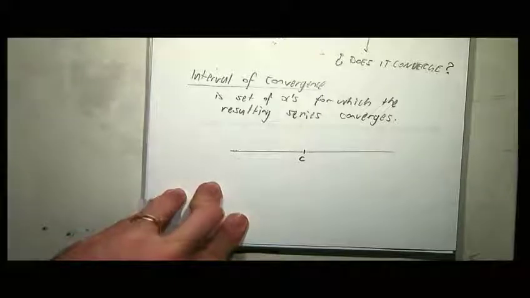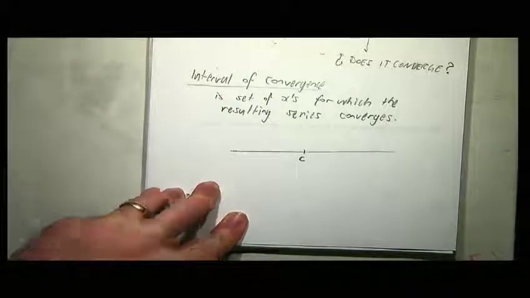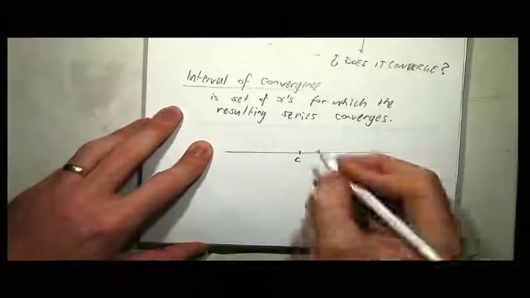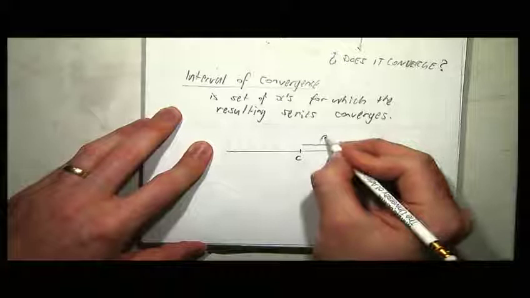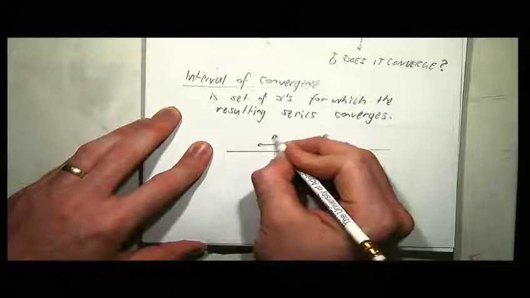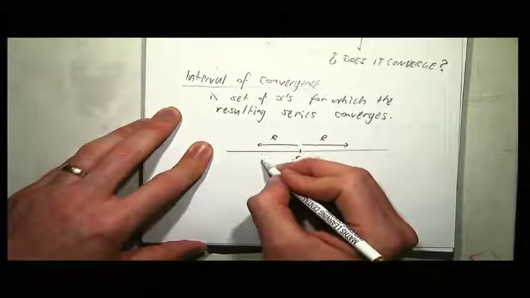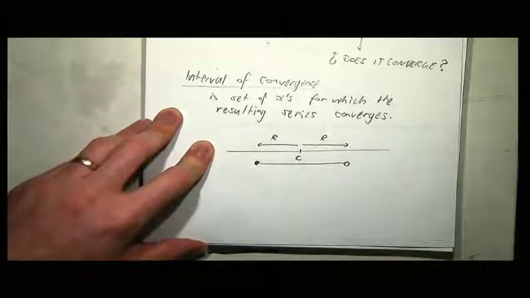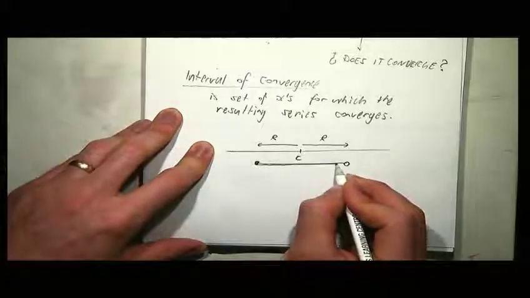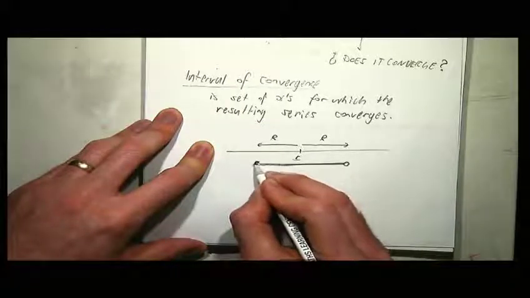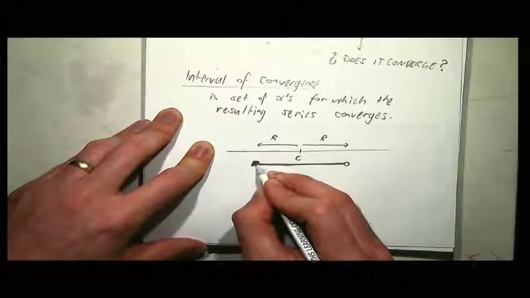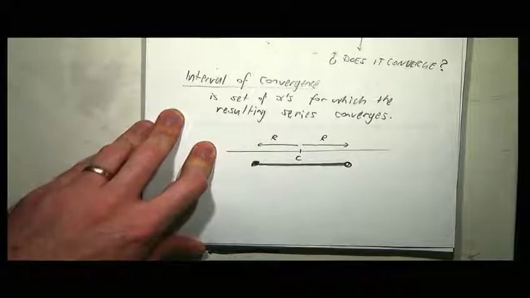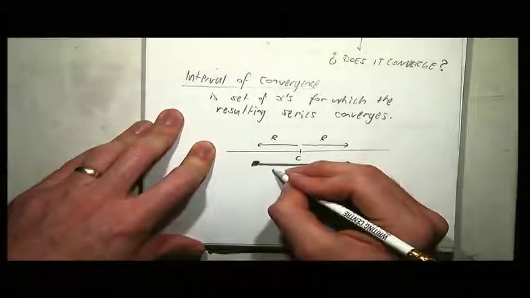So the interval of convergence has that number c that I mentioned earlier up here. That number c is in the centre, and it will go some distance up and some distance down. And there will be an interval like that, which may be closed on one end or open on the other end, or closed on both ends or open on both ends. That will describe all of the x's at which you can get a convergent series.